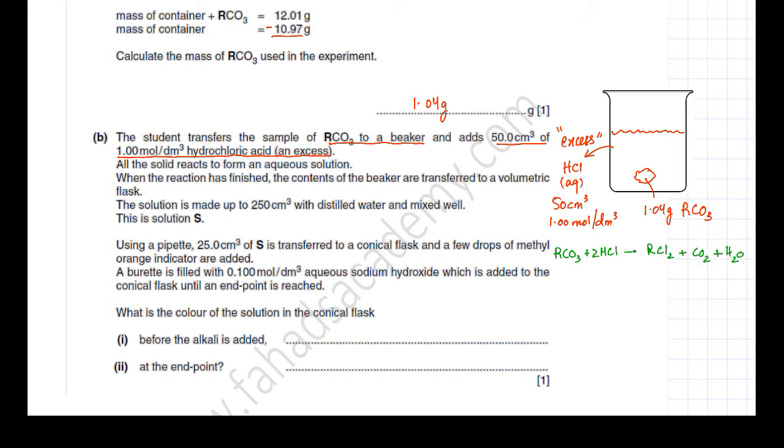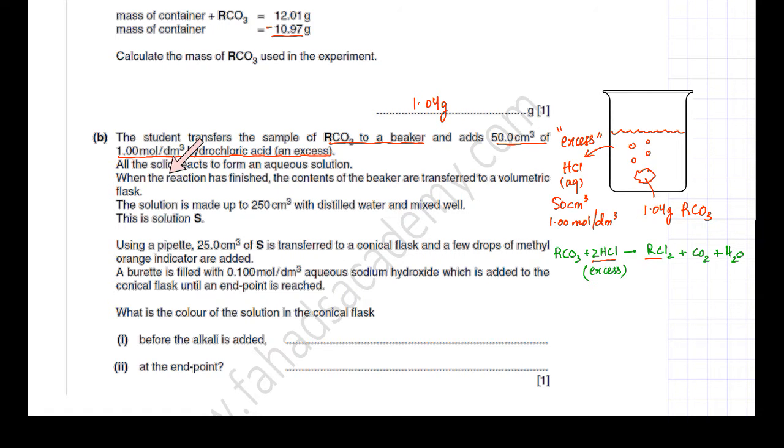He's saying that all of the carbonate reacts and ends up producing this salt, so it forms an aqueous solution. When the reaction has finished, the contents of the beaker are transferred to a volumetric flask. There would be some leftover HCl because it's in excess. So the solution would contain two things. One of them would be the salt that is formed, which is RCl2, plus the water and carbon dioxide. Carbon dioxide bubbles would escape, so you're going to notice bubbles of carbon dioxide gas escaping. But there would be some leftover HCl in the solution as well at the end of the reaction. So these are the two things that would be part of the solution once all the carbonate RCO3 has reacted.